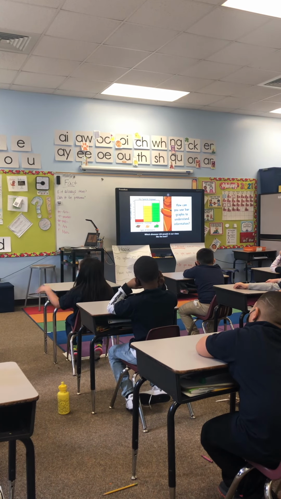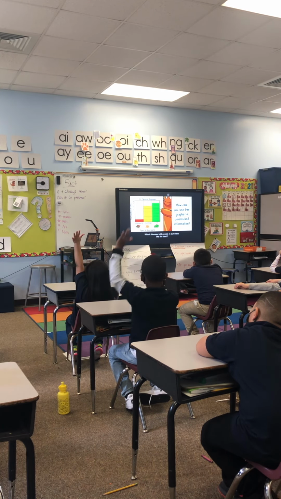Which dinosaur did people in our class like the best? The T-Rex. Yeah, the T-Rex. Adessa, put your mask on and tell us how you know that. Come on up. How do you know that the T-Rex was the favorite dinosaur in their class? Because it has a lot more votes than this one and this one. It is higher or longer than the others.